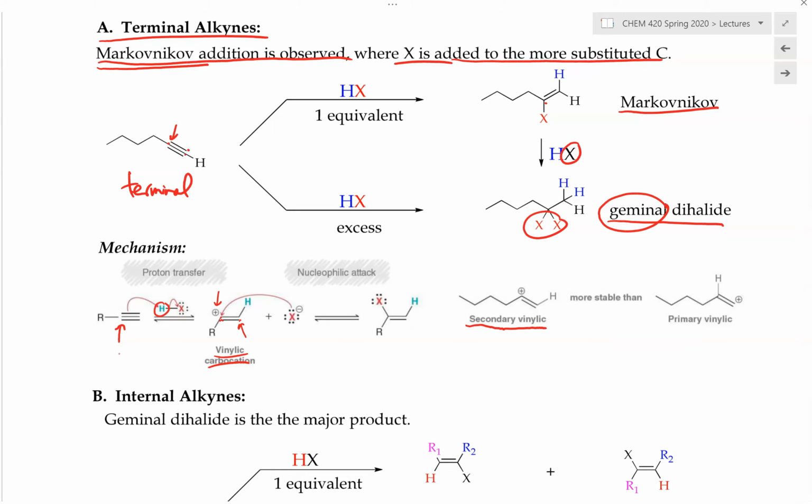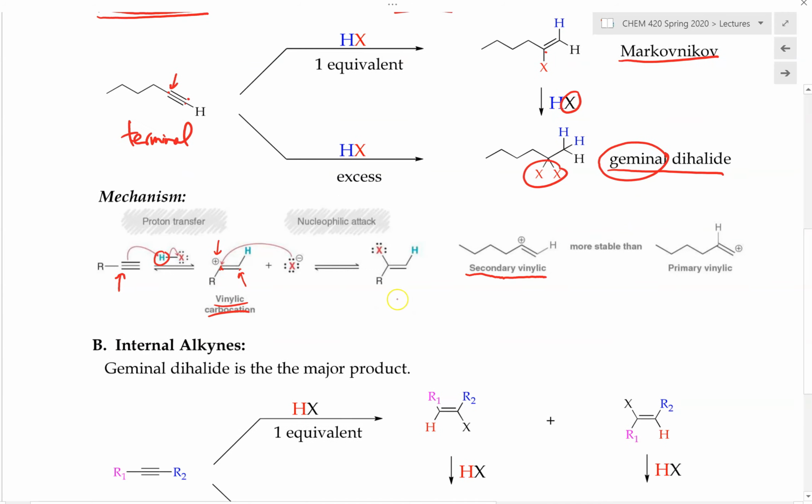And once you have formed this intermediate, the next step would then be the nucleophilic attack by the halogen. So the halogen comes in, attacks our carbocation, and converts this into this product right here. If we have one equivalent of HX, we'll be forming this product right here, and this is the Markovnikov product.